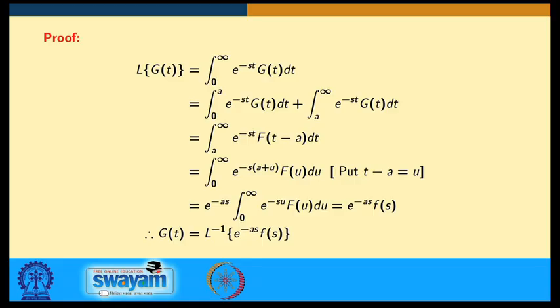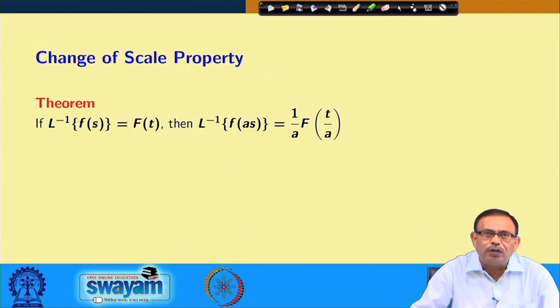Just the proof again. You see here, I am breaking it into two parts, 0 to a and a to infinity. The first integral vanishes, so it becomes the integral from a to infinity of e^(-st) f(t minus a) dt, and by substituting t minus a equals u, you get this integral which I have shown already. If you bring e^(-as) outside, this integral is nothing but the Laplace transform of the function f(u), which is F(s). So you can write it as e^(-as) F(s), and so g(t) equals the Laplace inverse of e^(-as) F(s), which completes the proof of this particular theorem.